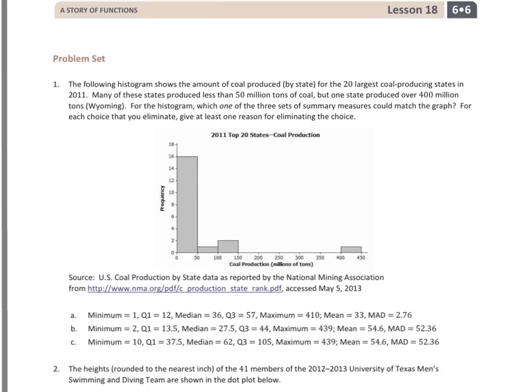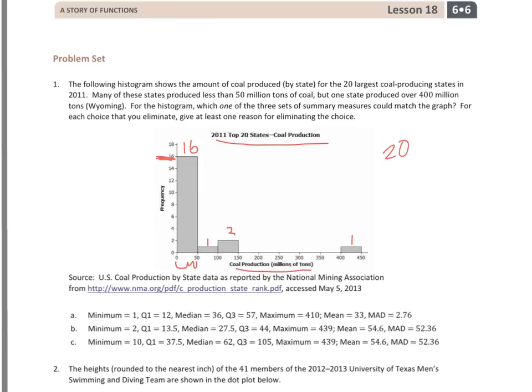Number 1 says the following histogram shows the amount of coal produced for the 20 largest coal producing states in 2011. If we look at this, we have coal production, millions of tons, in 2011, 20 states. So I know that there are 20 pieces of data going into this. I can see that there's 16 pieces that fall within 0 to 50. 1, 2, and then 1 for those. So I'm going to write those in because that's going to help me with this question.